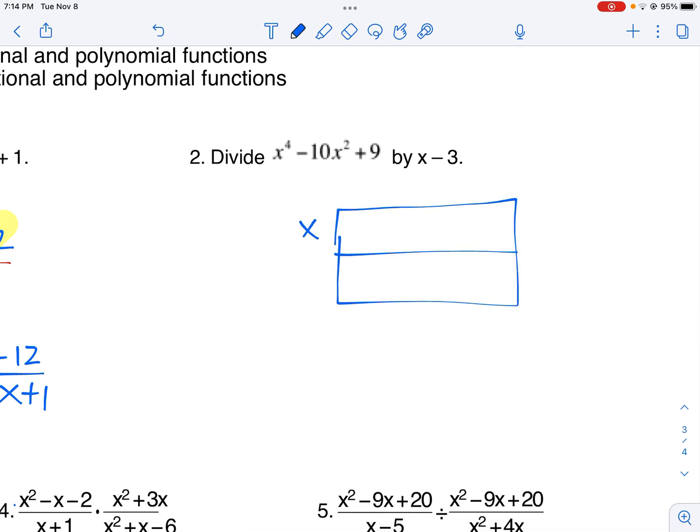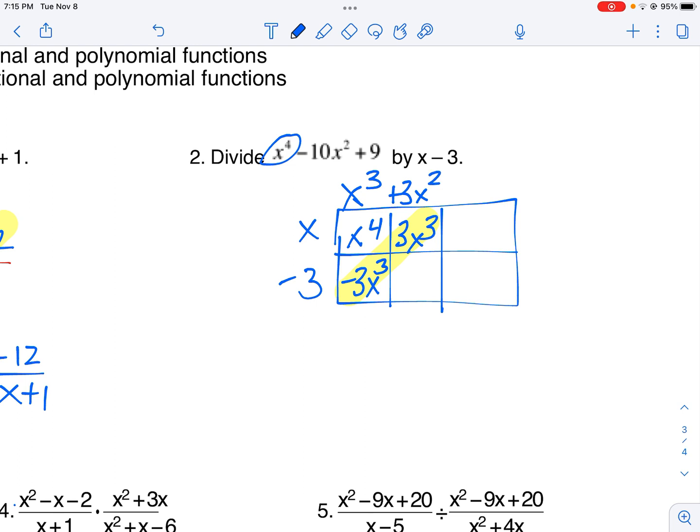so we have x minus 3 on the outside. Total, we have x to the 4th to start with, so that would have to be x cubed. X cubed times -3 is -3x cubed. But total, we don't have any, so this would have to be +3, because again, this would make 0x cubed, which is what we want. So this would be plus 3x squared. 3x squared times -3 is -9x squared.